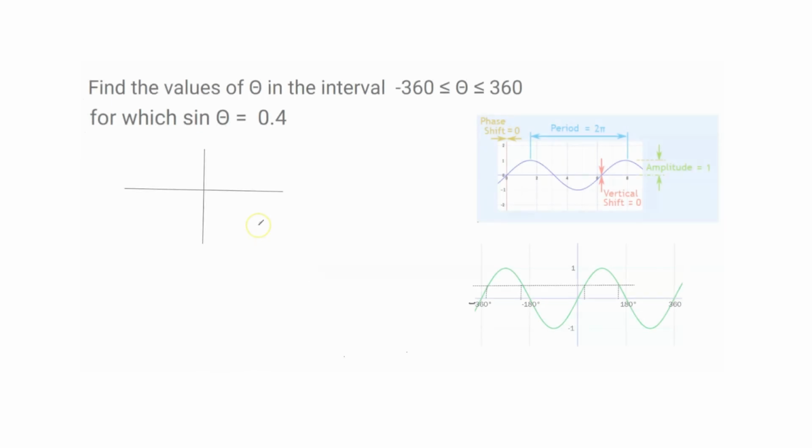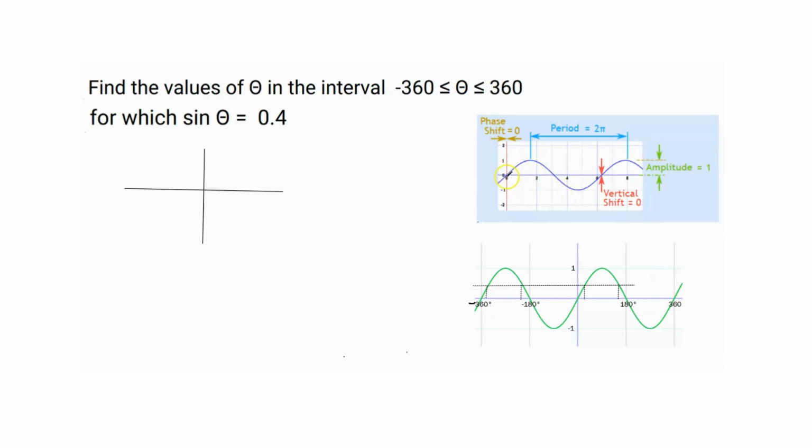In this video, you're going to learn how to find the values of theta in the interval, say, for example, theta is less than or equal to 360 and greater than or equal to minus 360, for the sine function, where sine theta is equal to 0.4. So you're going to learn how to use the quadrant diagram to illustrate your values for theta, and also the graph from minus 360 to 360. And also, most importantly, you're going to learn how to read the graph itself.